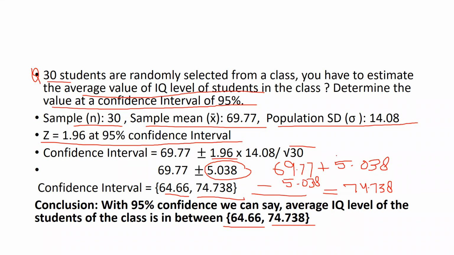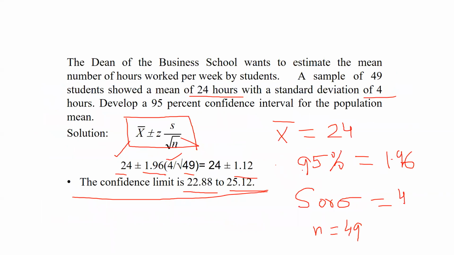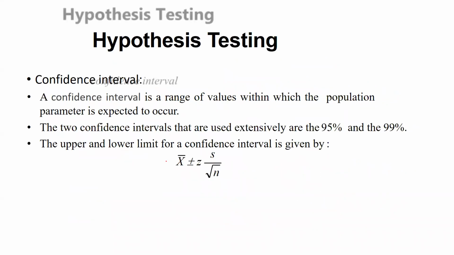I hope you can understand how we can calculate confidence interval at various percentages of confidence. This formula we are going to apply: x bar plus minus z times s divided by square root of n. In that way, we can calculate confidence interval at various percentage levels, either 95% or 99%. And definitely in the next video, I'm going to calculate all these values at 99%.